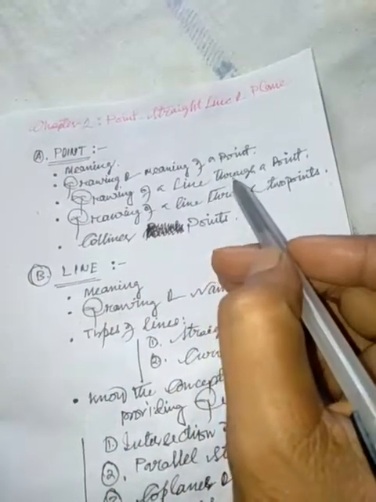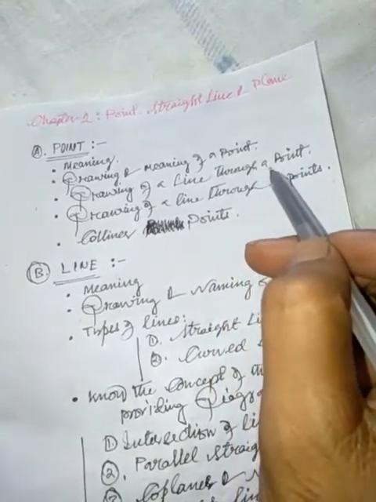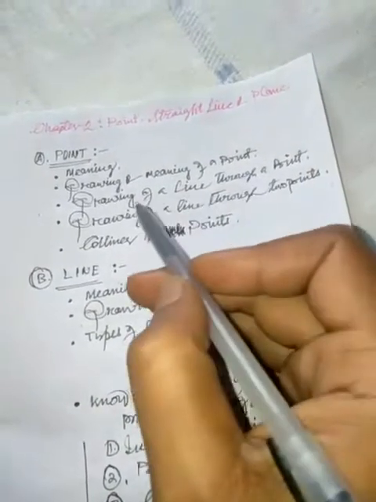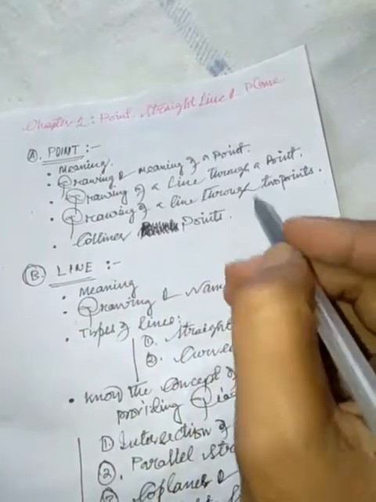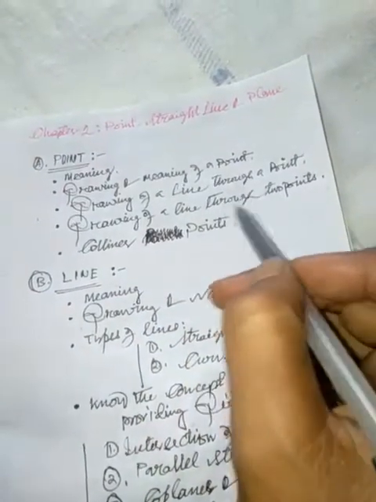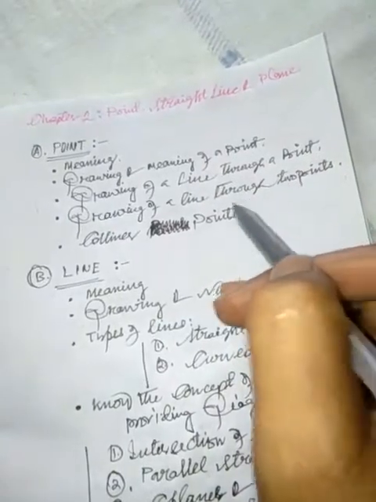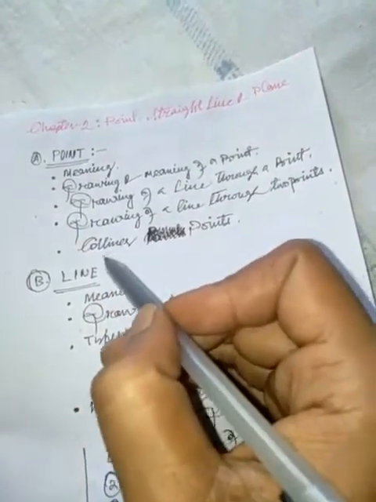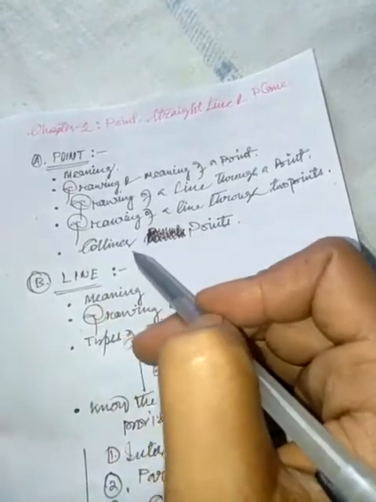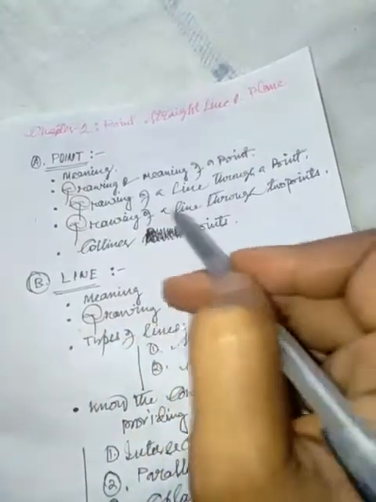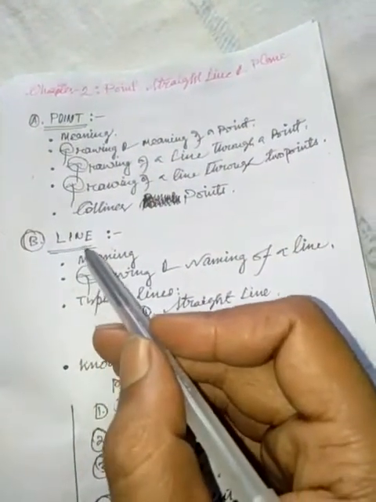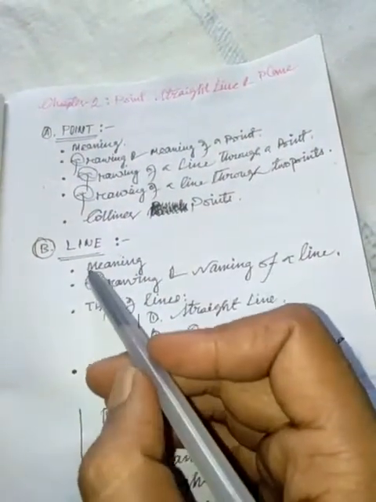So in the first case, that was using a point only in order to draw a line. But not only a point is used, but also using 2 points we can also draw the lines. So how? This is the main question. The last topic of the point is the collinear points. So what are the collinear points? We will learn.